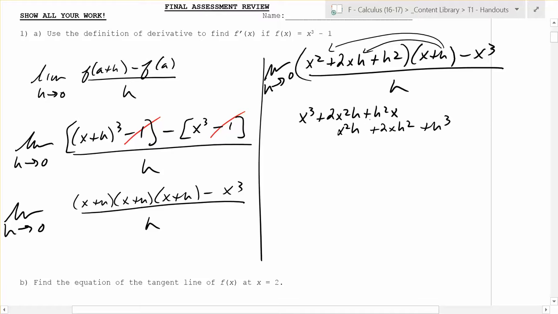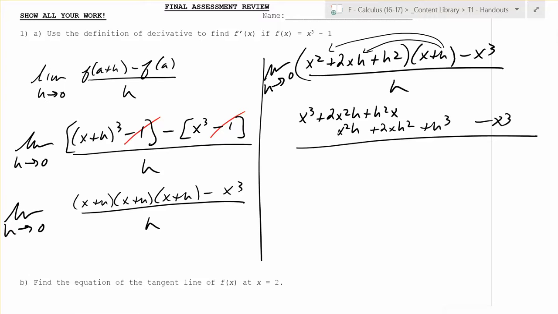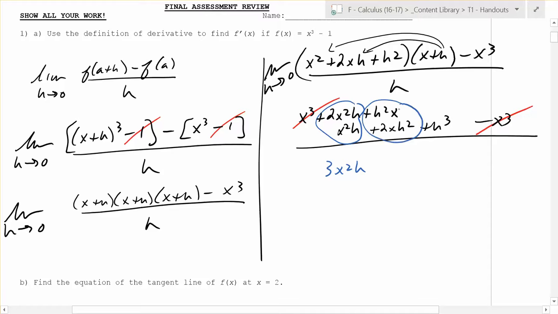So what do you end up with here? So minus x cubed. What cancels? The x cubes cancel, right? So then some things combine. So how many do you get here? 3x squared h, right? And what do you get here? You get plus 3xh squared plus h cubed, right? But it's all over h, right? That's the key.